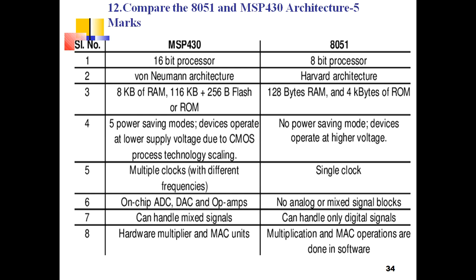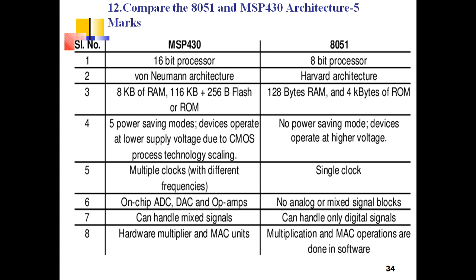Next, in MSP430 you have 8 kilobytes of RAM and 116 kilobytes of flash, which again you can extend, plus 256 bytes. But in 8051 it's 128 bytes of RAM and 4 kilobytes of ROM. Next, in MSP430 you have 5 different power saving methods. The device can be operated at low supply voltage due to CMOS process technology scaling, but in 8051 there are no power saving methods. The device operates at higher voltages.